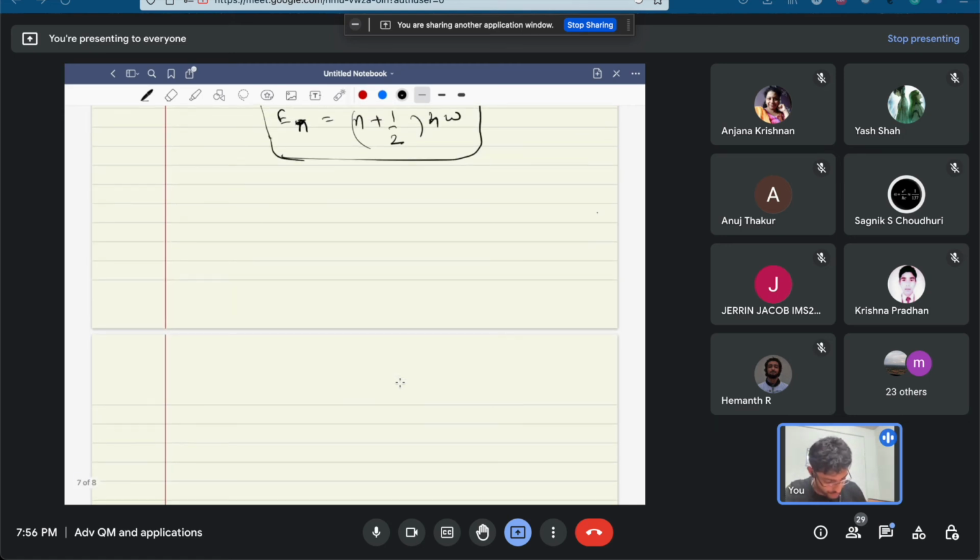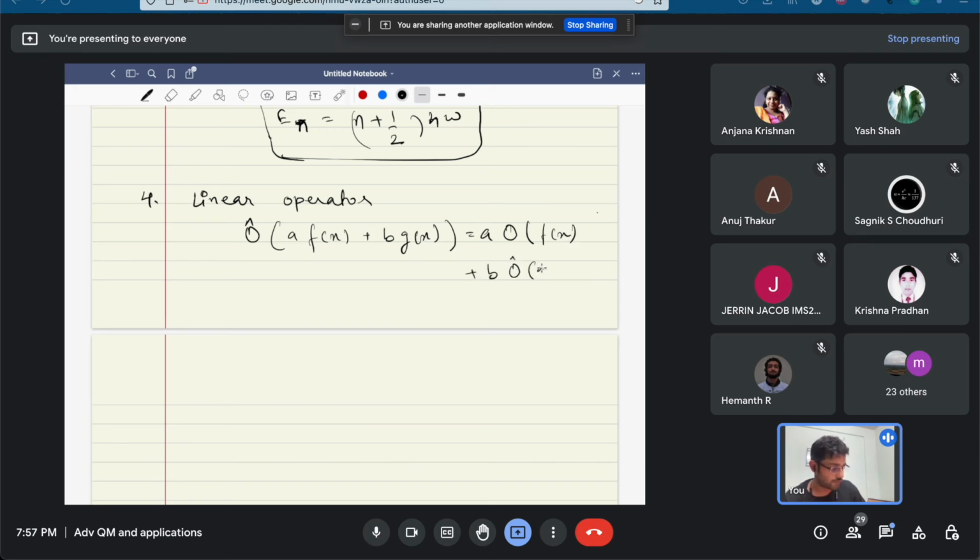Now, one final question is to find which one is a linear operator. I hope you are already aware of the definition of linear operators. A linear operator is defined in the form: if you have an operator O acting on a f of x plus b g of x, then you get a O f of x plus b O g of x. This is how we define a linear operator.